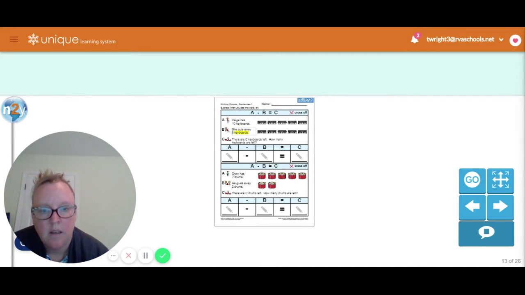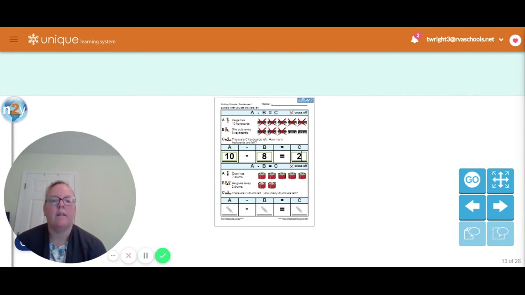She puts away 8 keyboards. Okay? 1, 2, 3, 4, 5, 6, 7, 8. Then how many are left? So she has 10. Take away, minus 8 equals, how many left? 1, 2. 2. All right, let's do this one again.